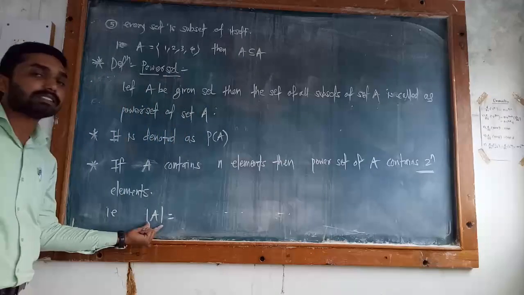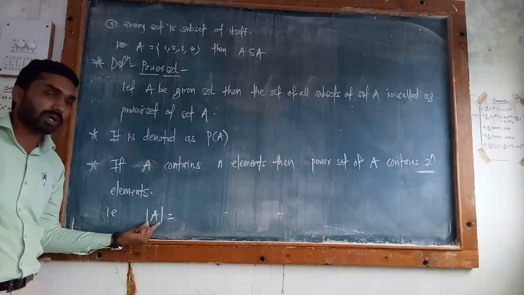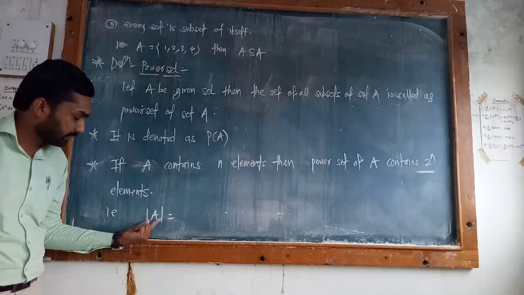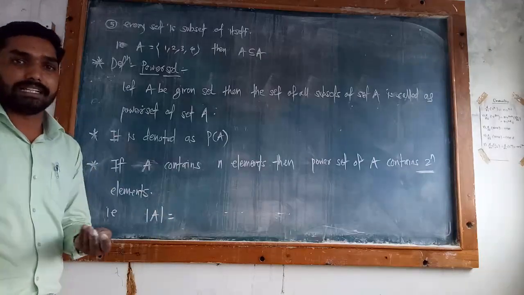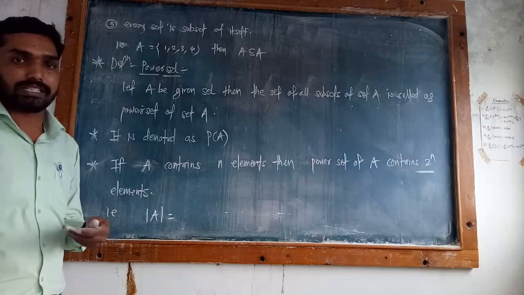This is the symbol for cardinality. What is this symbol? It is the cardinality of set A. What is the cardinality of set A? The number of elements in set A is called the cardinality of set A.